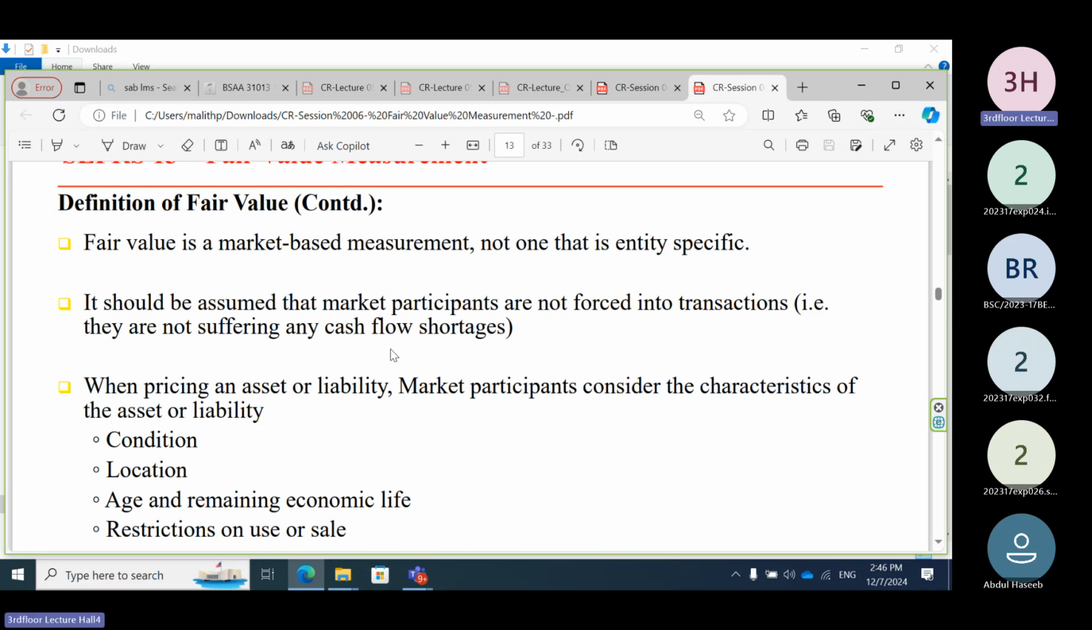Once you are giving the price, this area should be focused. What is that? Condition, the quality, location, where is it? And age and the remaining economic life, and restriction on use of sale.